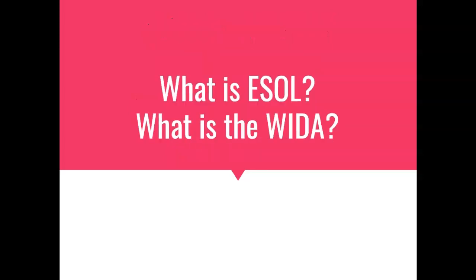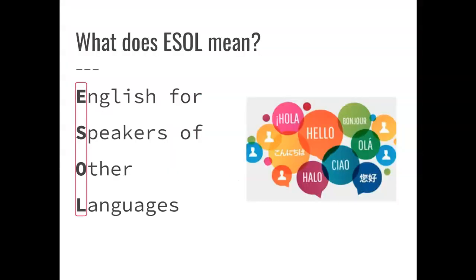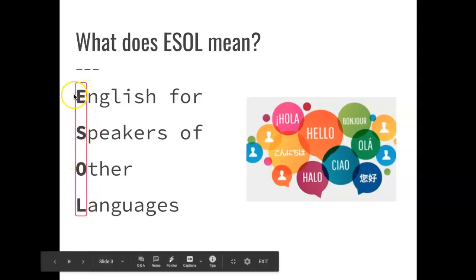Our first lesson in Unit 1 is going to be some of the basics. I want to make sure you know what is ESOL and what is the WIDA. So what does ESOL mean? Well, ESOL is an acronym. So an acronym is when you can spell something with the parts that make it up. So ESOL stands for English for Speakers of Other Languages.